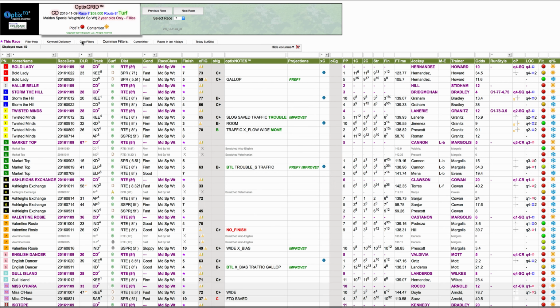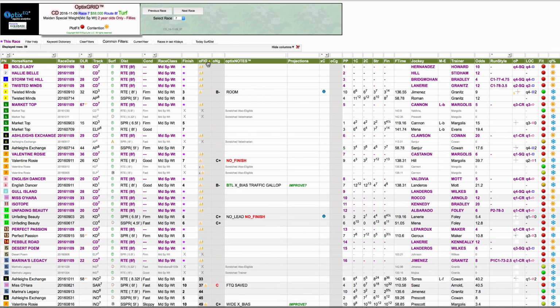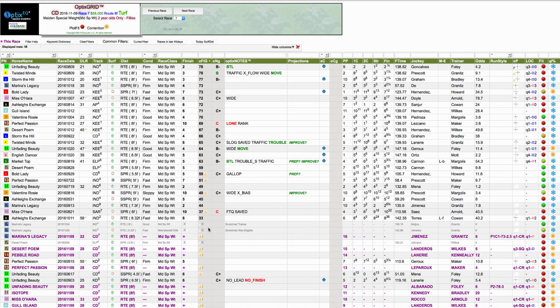So let's go back. I just want to show you how her figure compares. These are the top figures in the race from a speed figure perspective, and you can see how high she rates on that second race behind some of these other horses. So she's competitive on the speed figures. Her form looks probably better than it looks on paper, and she's 12 to 1 in the morning line. That's how we arrived at Twisted Minds, using positive form projections on OptixNOTES.